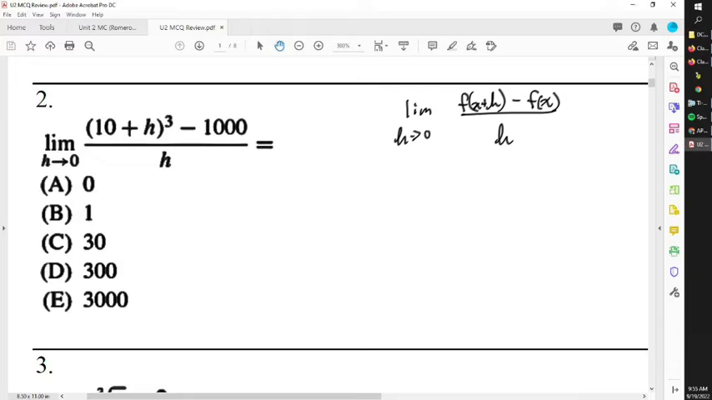All right, so do you guys see the similarities here? How this guy kind of looks like that guy? Whatever a is, whatever we're plugging into the f, we end up getting 1,000. So this right here becomes 1,000. And when we plug a into a plus h, we get 10 plus h raised to the third power. So here's the big question.